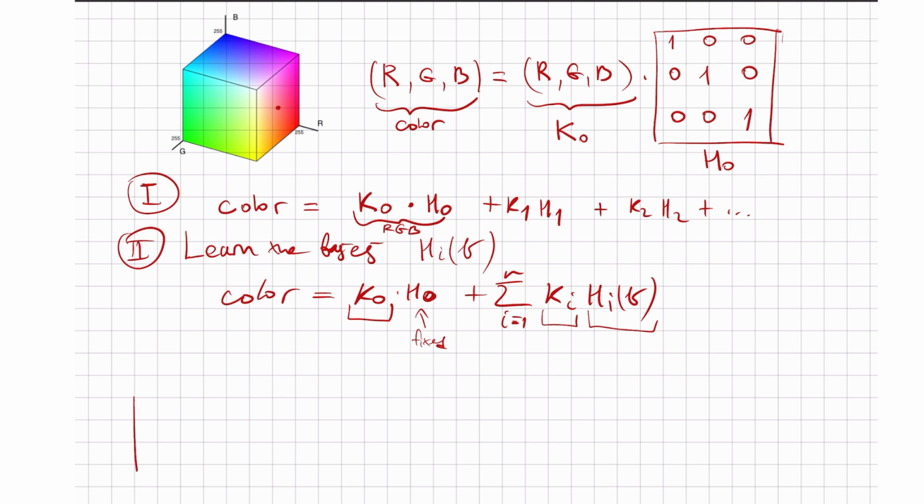So what's happening? The representation of the scene is the following. We have one cube for k0. It's a discretized cube, so we have some sort of discretization here. And at every cell, we learn three values: r, g, and b coordinates, which correspond to the k0 coordinates. And then the basis h0 is fixed, which is just the RGB basis. And then we have n more different bases, which we learn with a neural network.